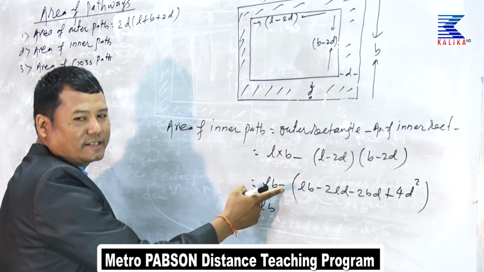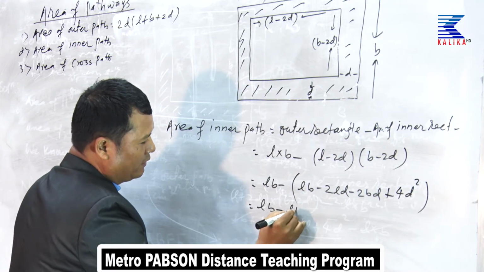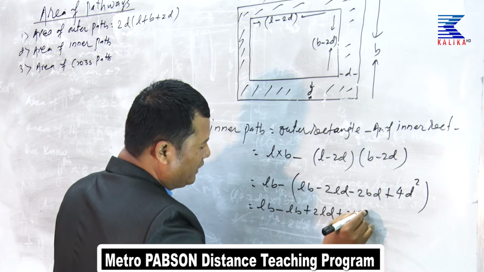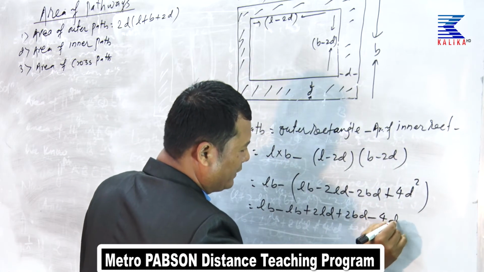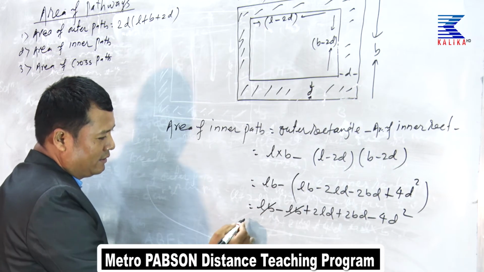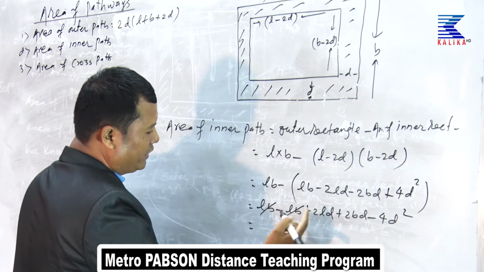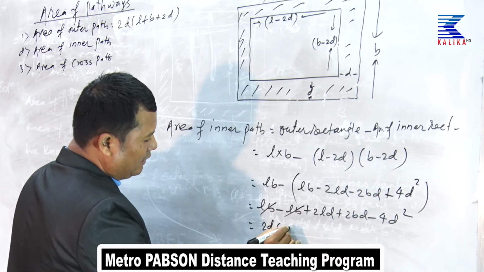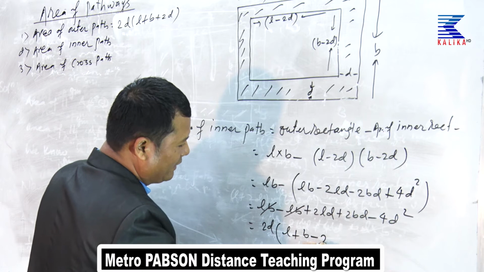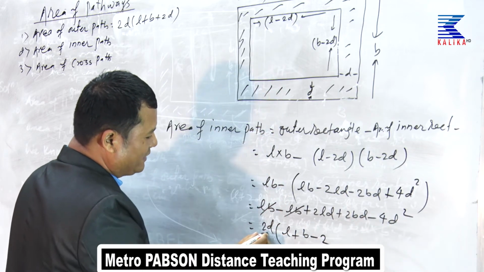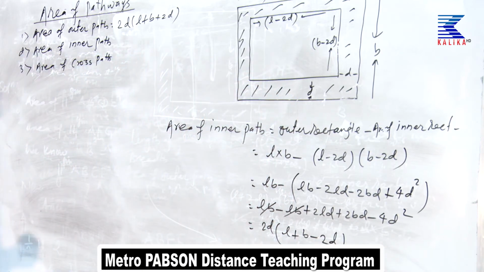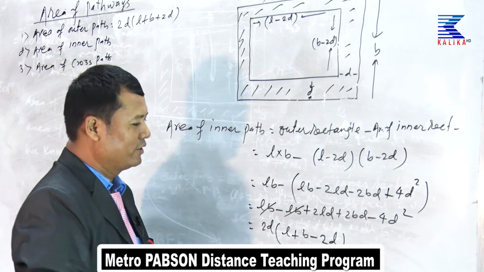Remove the bracket by the minus sign: minus LB minus minus... plus 2LD plus 2BD minus 4D squared. That one is positive, that one is negative, and they cancel. The remaining part: 2D is common, L plus B minus 2 is common, then 2 remains, and from D squared, D is common, then D remains. So it is 2D (L plus B minus 2D).